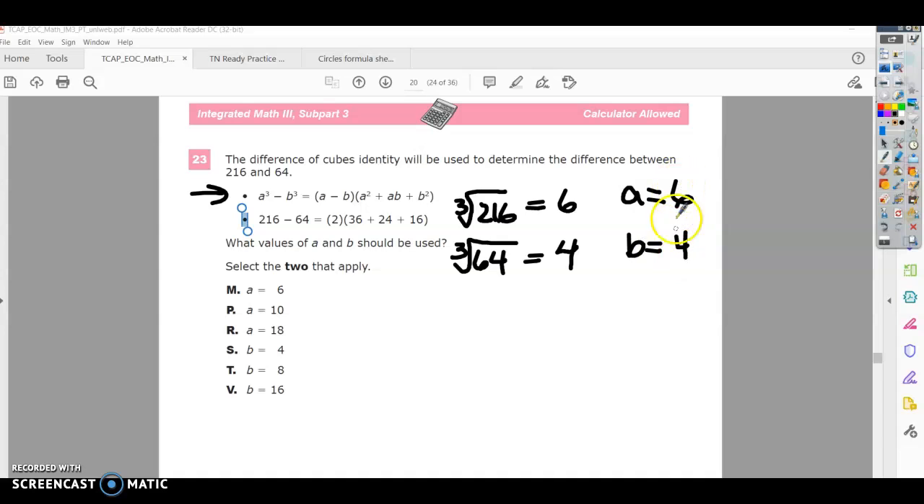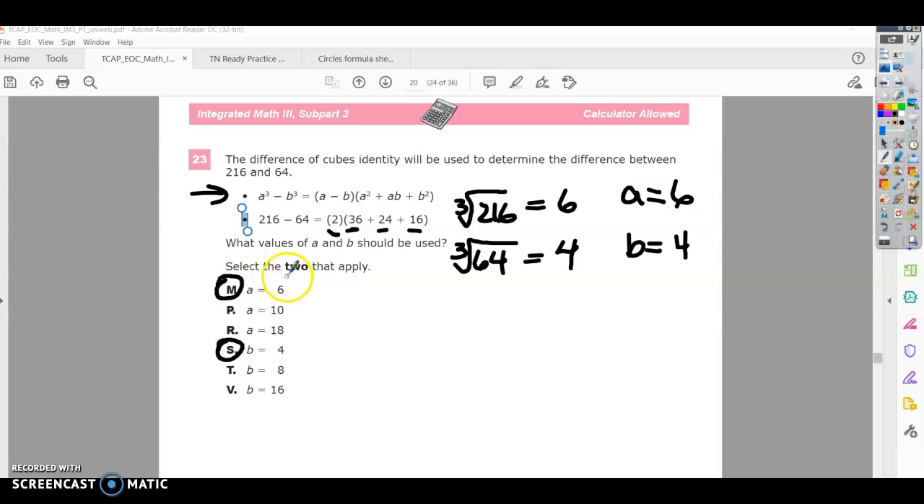Now, if we do A minus B, 6 minus 4 is 2, so that works. And then 6 squared is 36, that works. A times B, 6 times 4 is 24, so that works. And B squared, 4 squared is 16, so that works. So that tells us that A is 6, and B is 4.